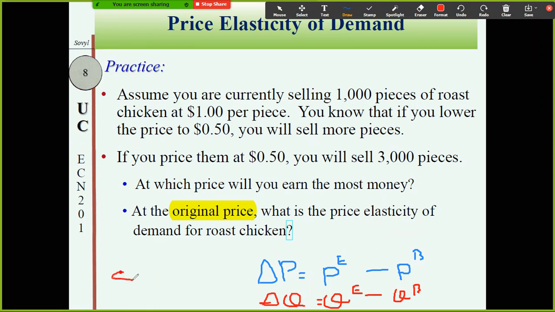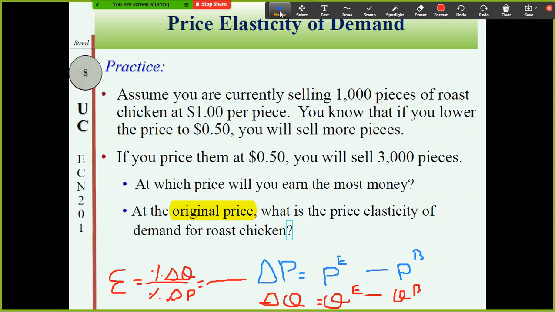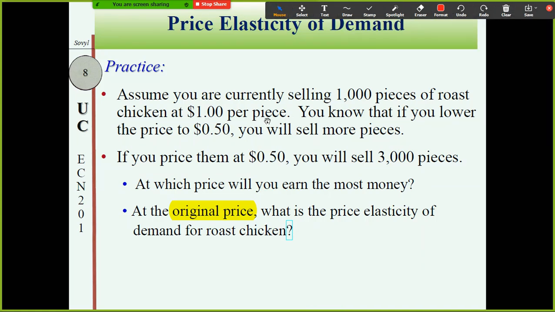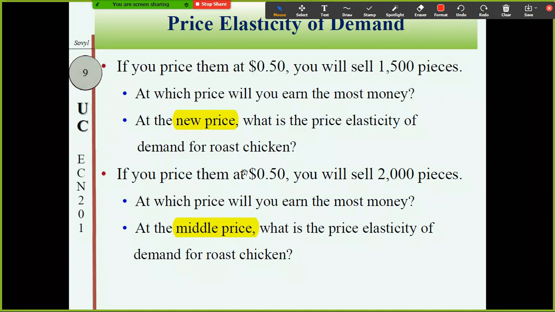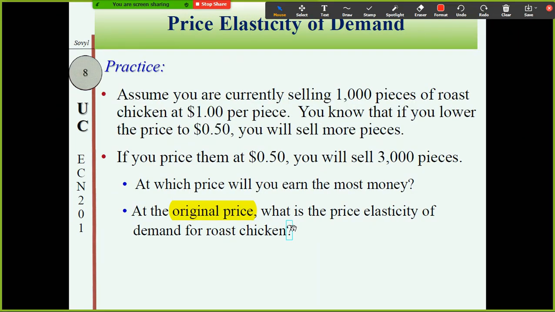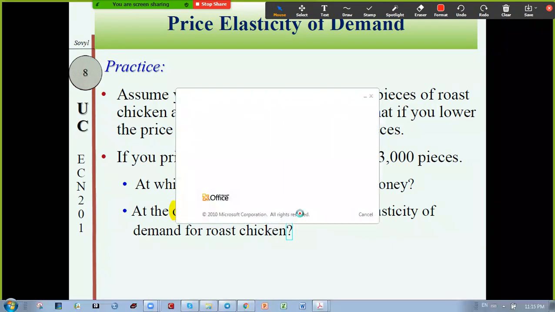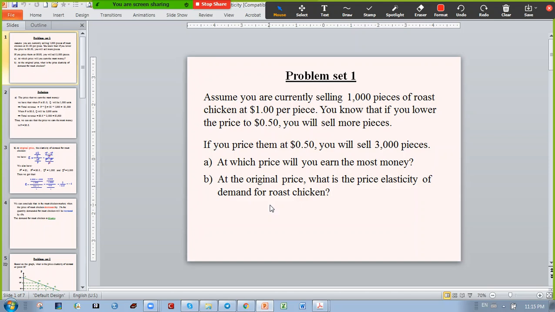So when we're talking about elasticity, it is percentage change in quantity divided by percentage change in price. This is not specified for you, you can go to the other slide. Okay, I try to link this one. Yes, this one. Okay, this one I link for you.